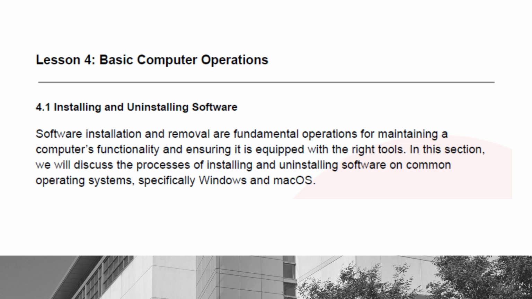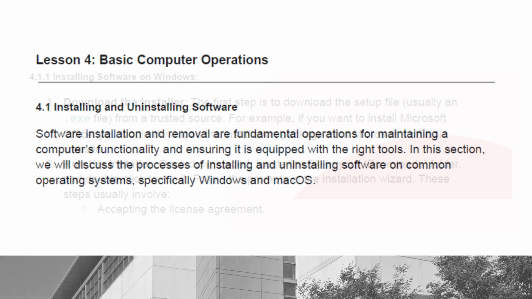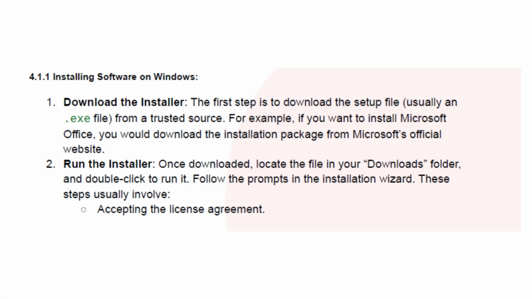Now, in this section, we are going to discuss the process of installing and uninstalling software. Okay, installing software on Windows. The first step is to download the setup file. Different files can be identified with their extensions. So, for example, for an image or a photo, the extension is what? JPG, JPEG, or PNG, right? Depending on the type of image.